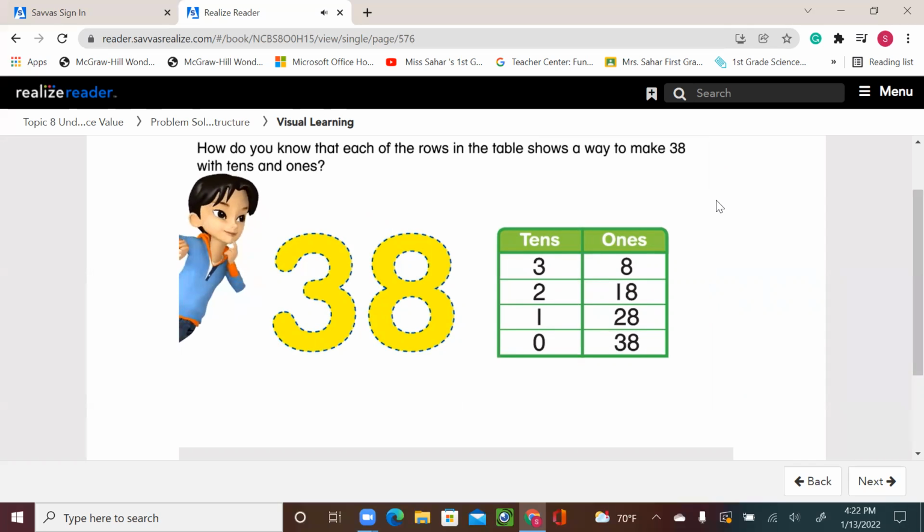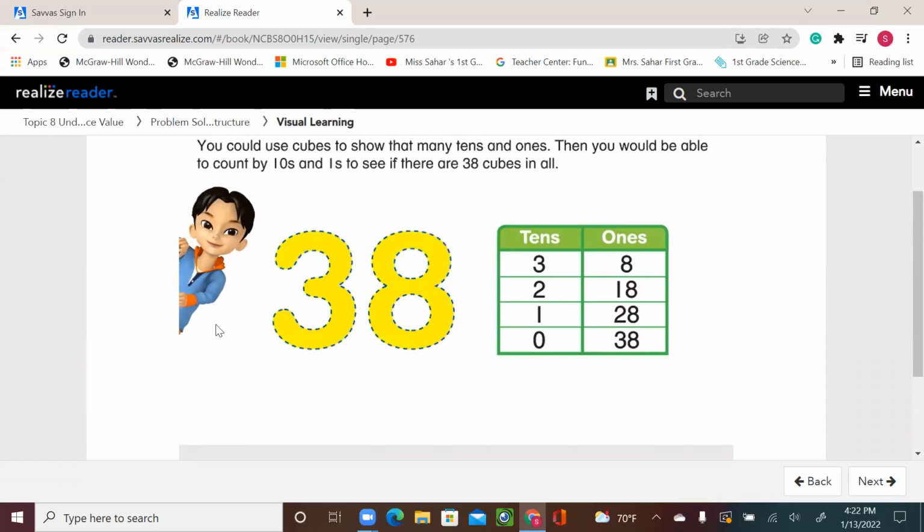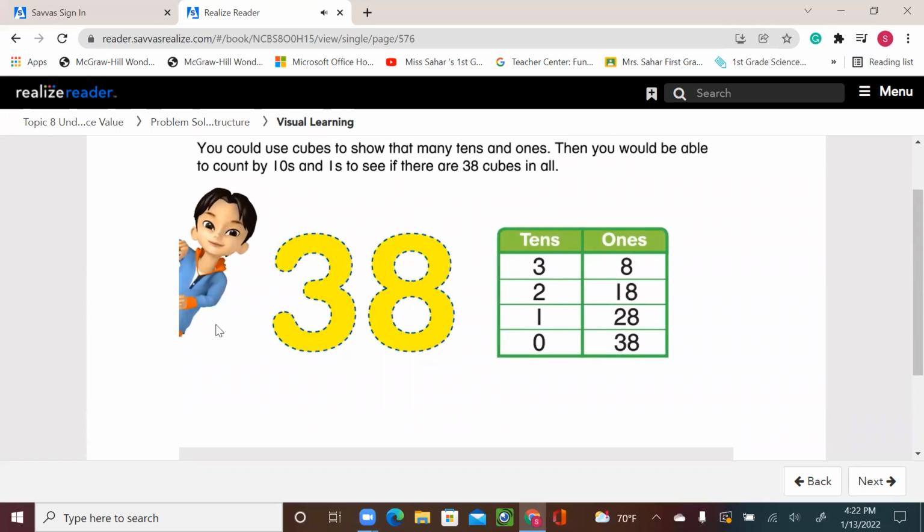How do you know that each of the rows in the table shows a way to make 38 with 10s and 1s? You could use cubes to show that many 10s and 1s. Then you would be able to count by 10s and 1s to see if there are 38 cubes in all.